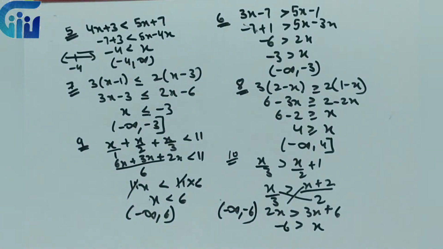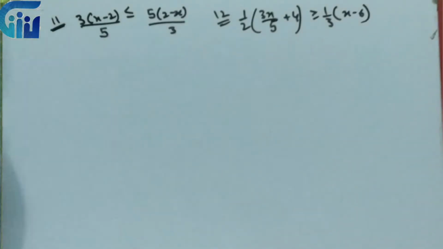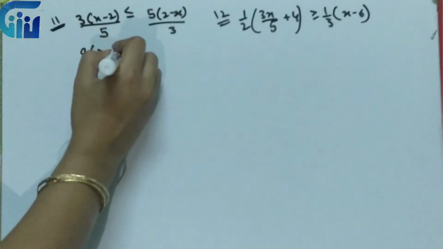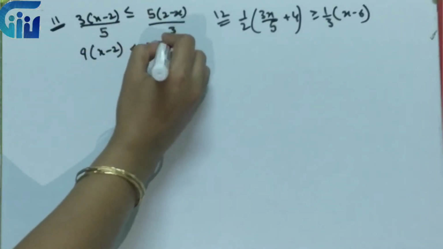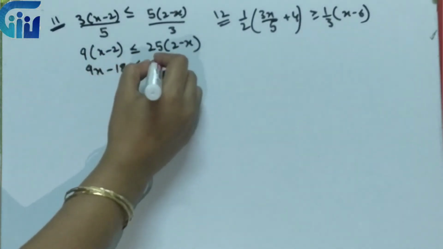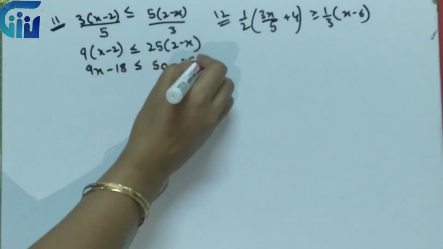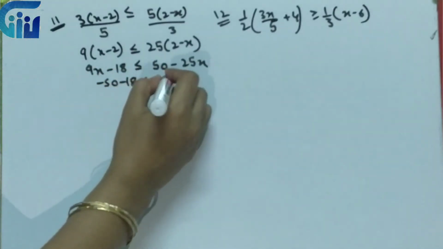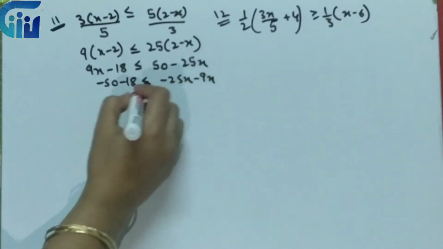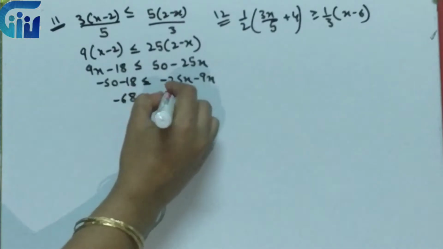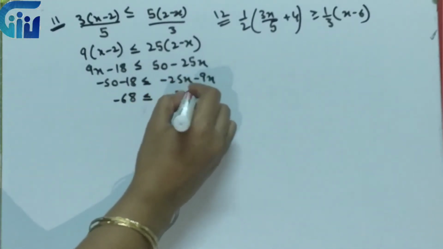So this is how we will be solving our questions. Moving on to question number 11. Again, I'll just quickly cross multiply. So it will be 9 x minus 2, 5 into 5 is 25, 2 minus x. Let's multiply: 9x minus 18. So it will be 15 minus 25x. So this will be minus 15 minus 18 and minus 25x minus 9x. So if we solve it, this will be minus 68 less than or equal to minus 34x.